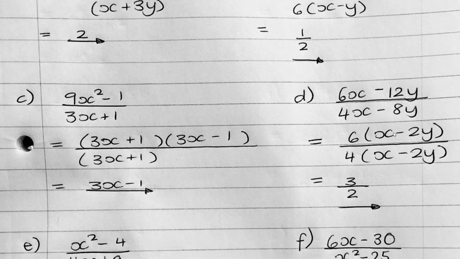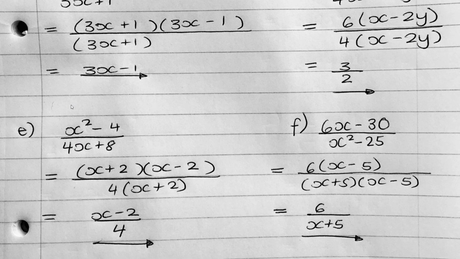D, again, I'm going to check for highest common factor first. Is there a highest common factor? Yes, 6. So if I divide through by 6, I'm left with x minus 2y. And then also a highest common factor in the bottom one, and I'm left with the same bracket. So my brackets can cancel, and I'm left with 6 over 4, which is just 3 over 2. E.